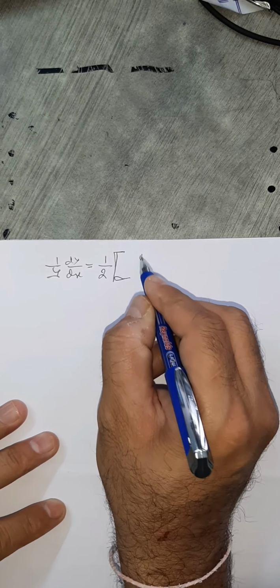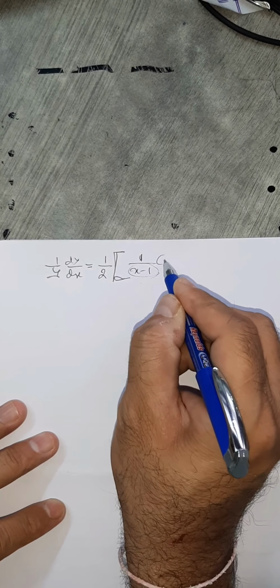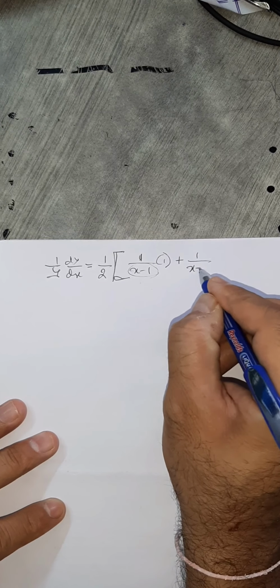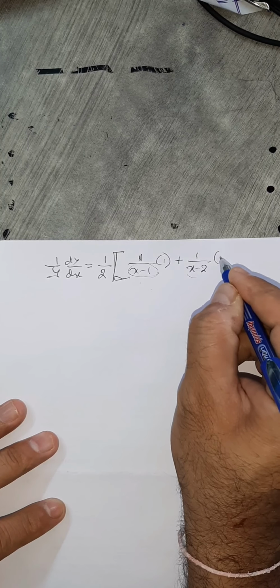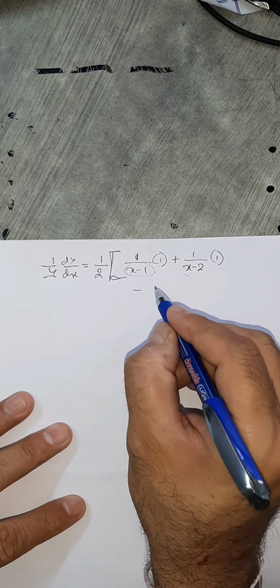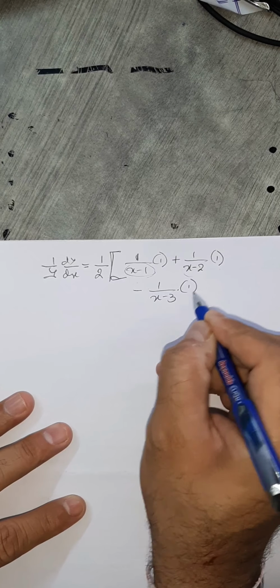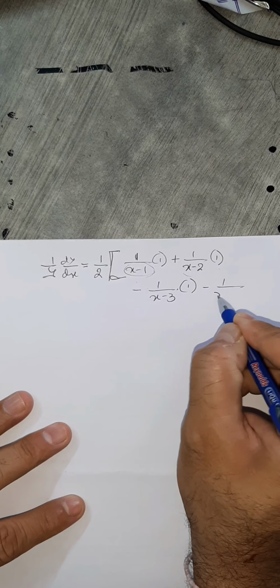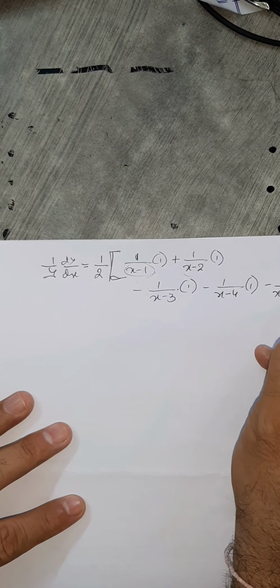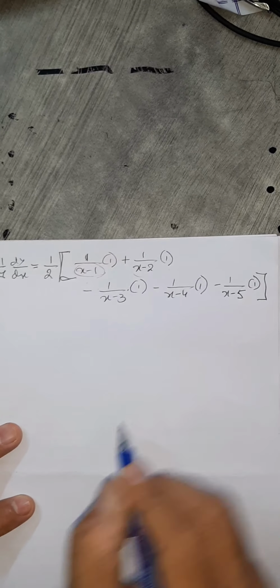You imagine x minus 1 as x. So 1 upon x minus 1 into, by chain rule, the derivative of x minus 1, which is just 1, plus 1 upon x minus 2 into the derivative of x minus 2, which is again 1, minus 1 upon x minus 3 into the derivative of x minus 3, which is 1, minus 1 upon x minus 4 into the derivative of this, which is 1, minus 1 upon x minus 5 into the derivative of x minus 5, which is 1.